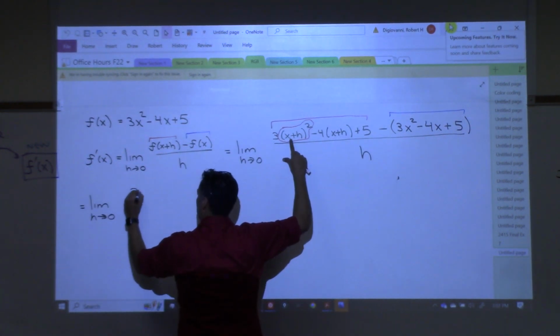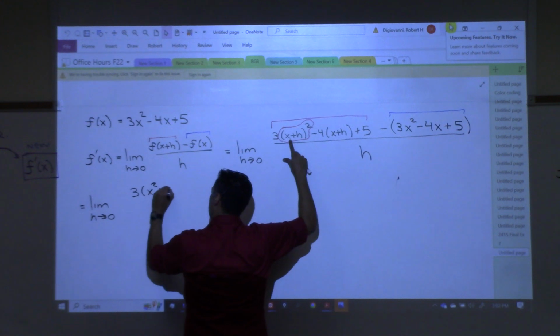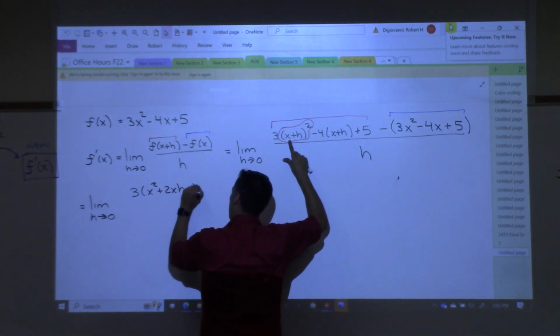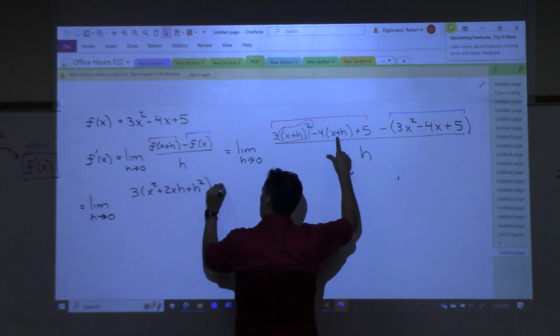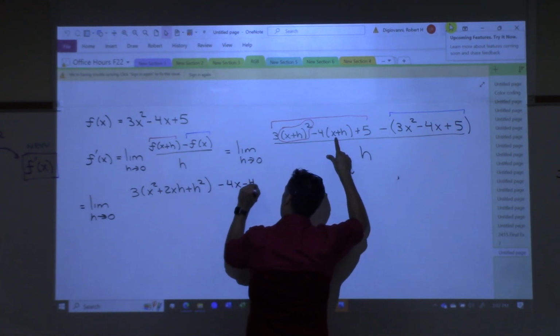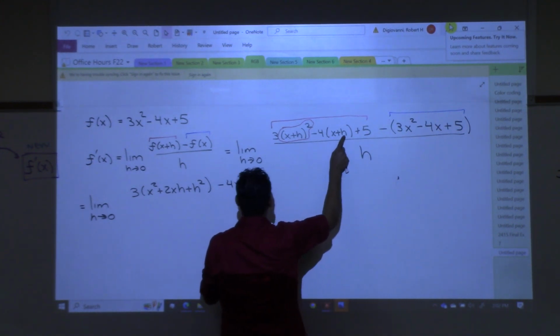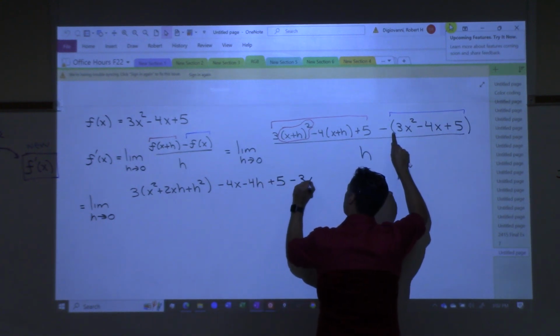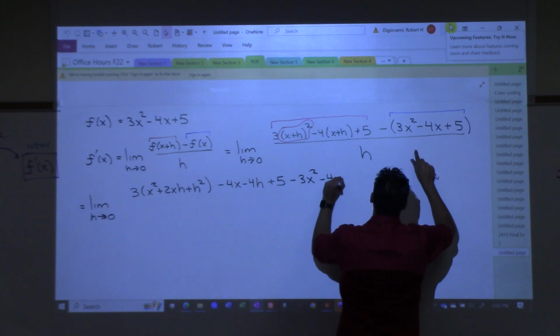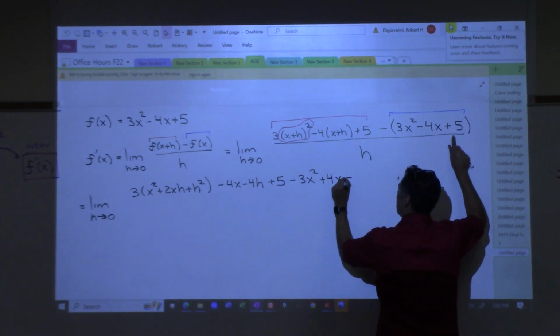This is going to be 3 in front of x squared plus 2xh plus h squared. So I'm not showing the work of squaring that. Then minus 4x minus 4h. I'm distributing the negative 4 through. Plus 5. Distributing this minus through. Minus 3x squared. Minus 4x. No, plus. Sorry, messed that up. Minus 5.